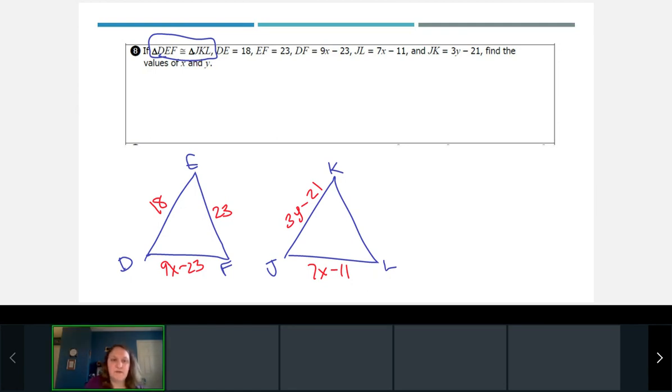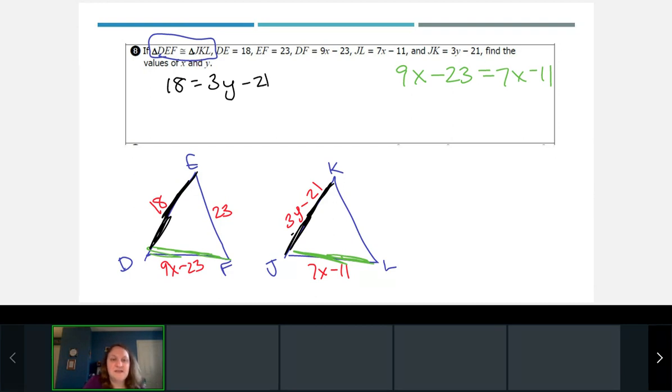You can look at the names in your congruency statement, or if you drew your triangles based on that congruency statement, it might be easy to visualize what's congruent here. DF is congruent to JL, so you could say 9x minus 23 equals 7x minus 11. And then you can also see that your 3y minus 21, or JK, corresponds to DE, 18. So you can say that 18 equals 3y minus 21. That 23 was a distractor for you. It's trying to get you to set it up wrong. So be very careful when you draw that picture, and make sure you really do have your corresponding parts in the right spot so you can write the correct equations.